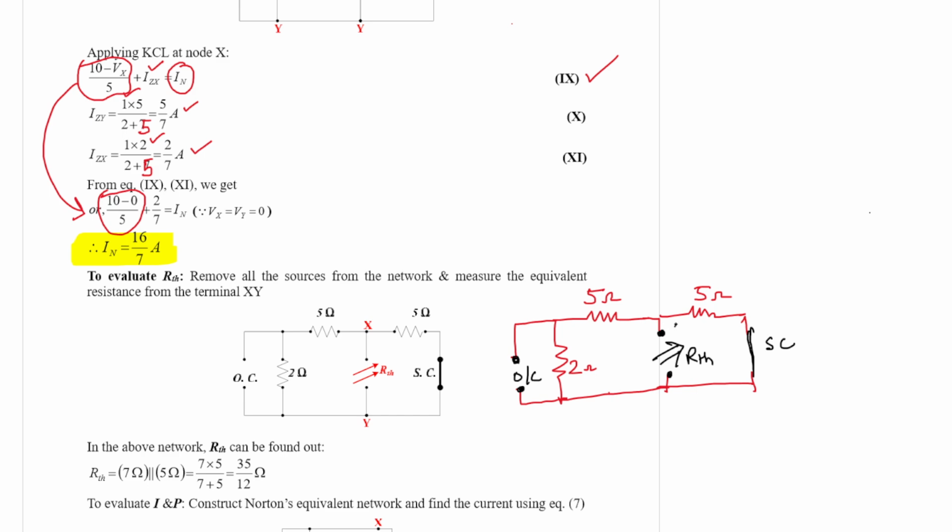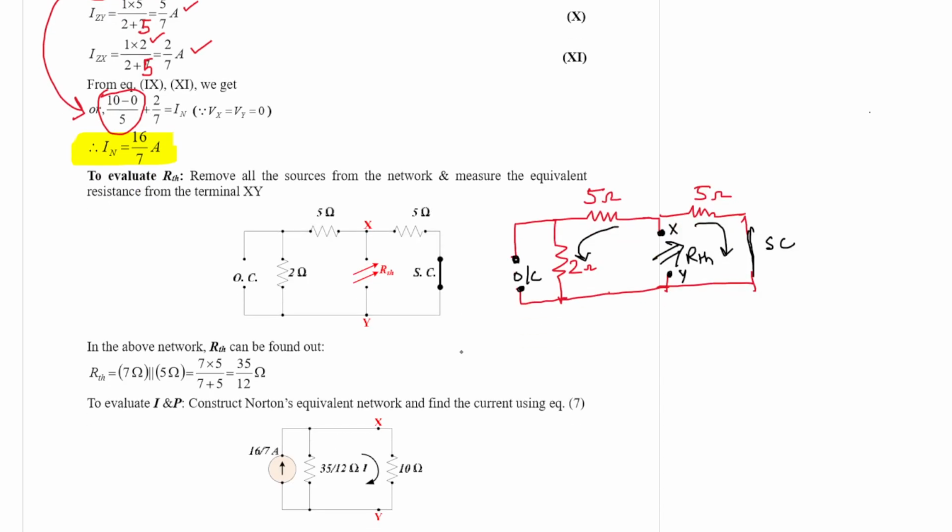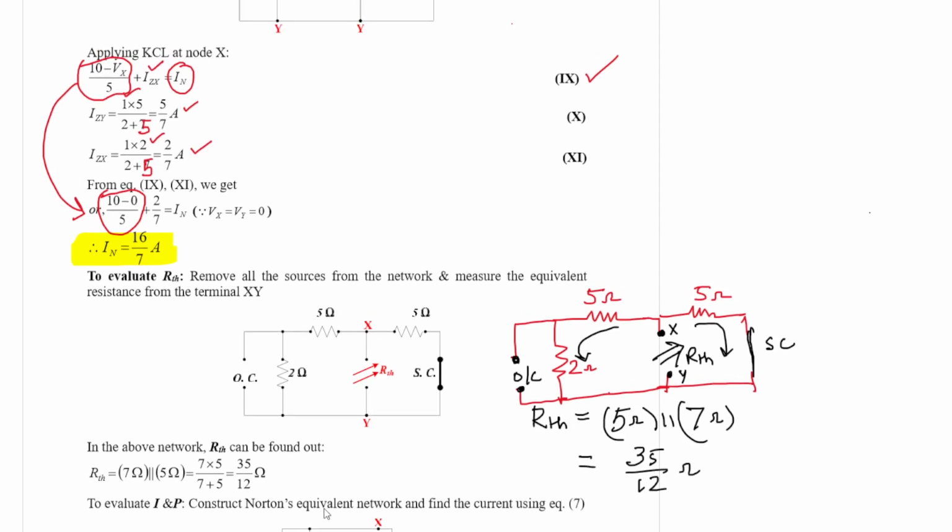With respect to X and Y terminals, there are two different paths. One path is along this 5 and 2 ohm, and another path is along this 5 ohm. So basically RTH, that is the Thevenin equivalent resistance, is nothing but 5 ohm parallel with 7 ohm. Because these 5 and 2 are effectively in series, basically it will be 35 by 12 ohm. So that is our RTH.